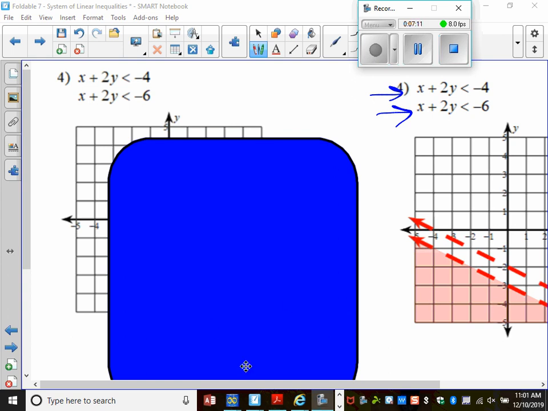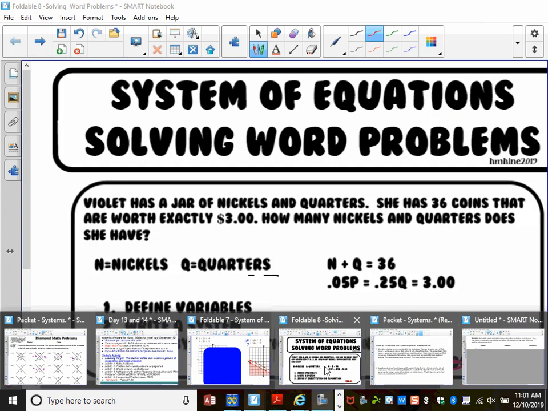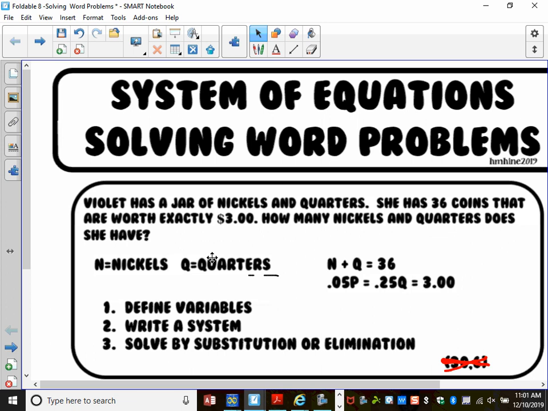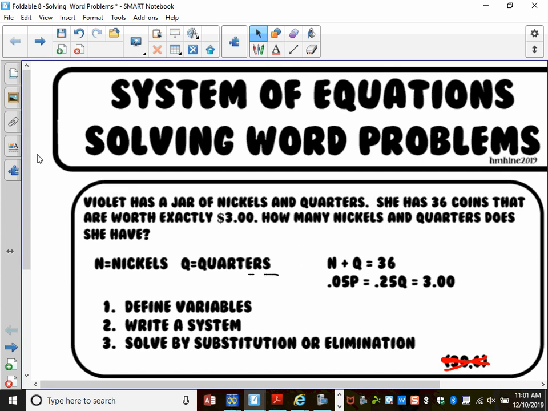All right, so part 2 will consist of word problems. So you have a foldable that looks like this. And again, if you're at home, you can just write down and take notes, okay?